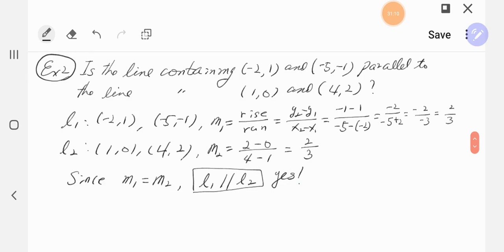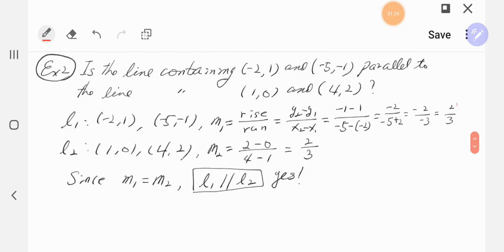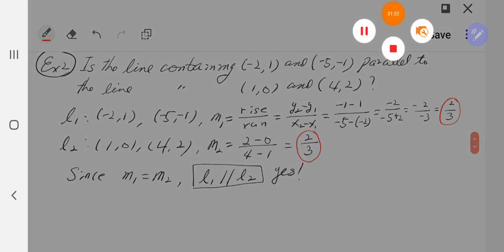Make sense? We don't have to graph it. Sometimes a graph is not accurate, so it may look parallel or not parallel. So it is better to find the exact slope, and then compare. Okay, let's try problem number 2. Please pause and then try problem number 2.